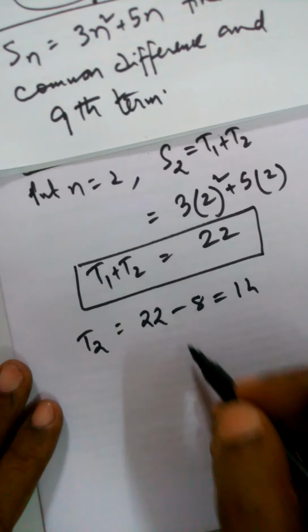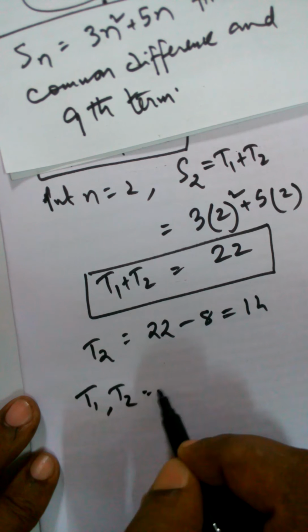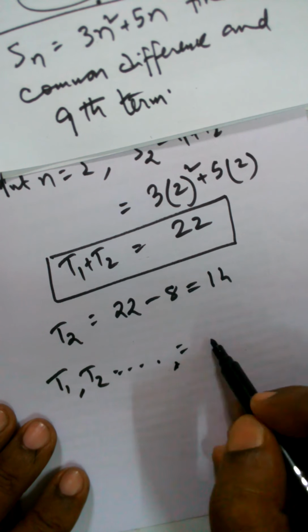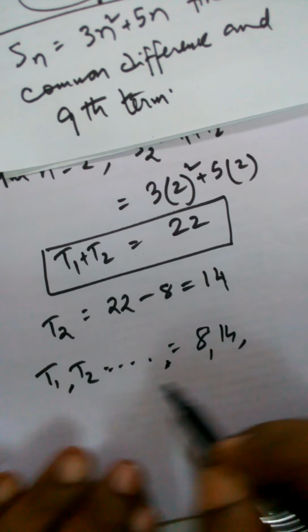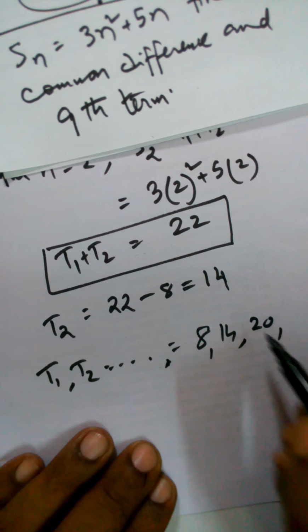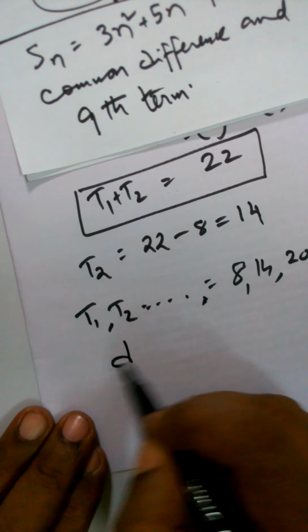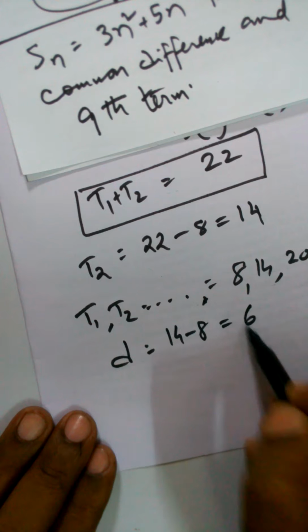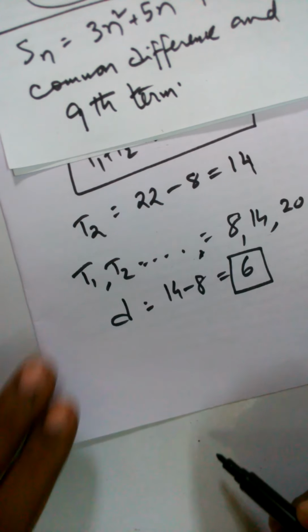So what you are observing now is that the sequence of numbers t1, t2 and so on is 8, 14. Now since this is an AP, it must be 20 next. In this way it will proceed. So what is the difference of the numbers? Common difference is 14 minus 8, that is 6. So the first answer is that the common difference is 6.